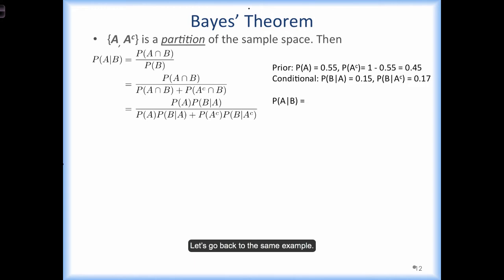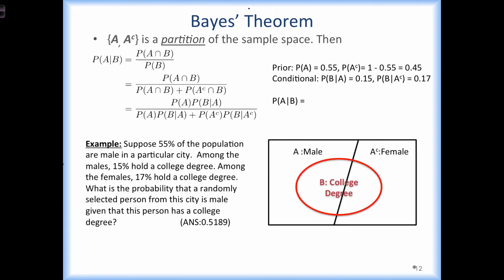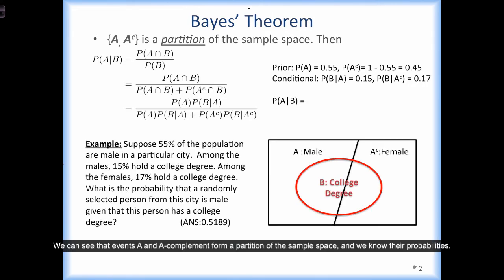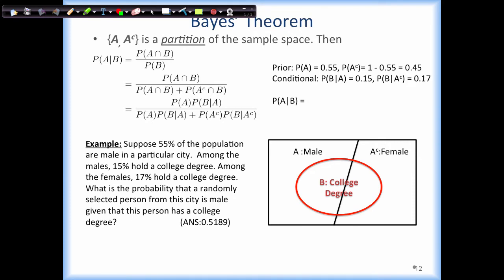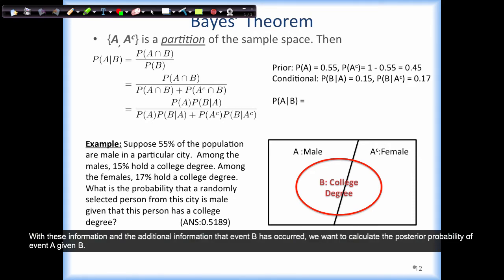Let's go back to the same example. We see that event A and A complement form a partition of the sample space, and we know their probabilities. We also know the probabilities of B given A and B given A complement. With this information and the additional information that event B has occurred, we want to calculate the posterior probability of event A given B.